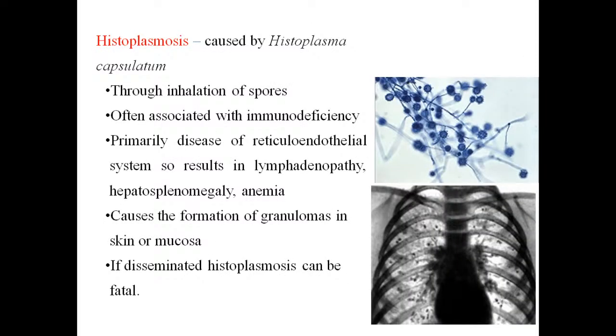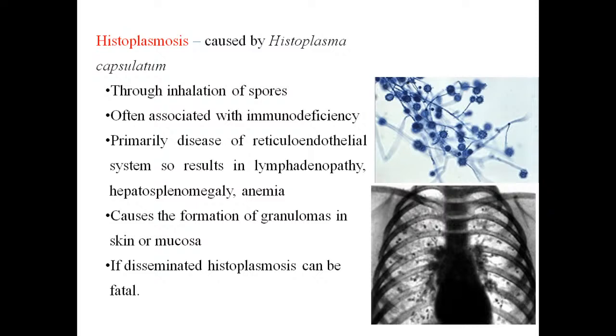Histoplasmosis is caused by Histoplasma capsulatum. Infection appears due to inhalation of spores, often associated with immune deficiency, primarily a disease of the reticuloendothelial system. So which cells are infected? These are cells of the lymphatic system, macrophages, lymphocytes. So it results in lymphadenopathy, hepatosplenomegaly, and anemia.